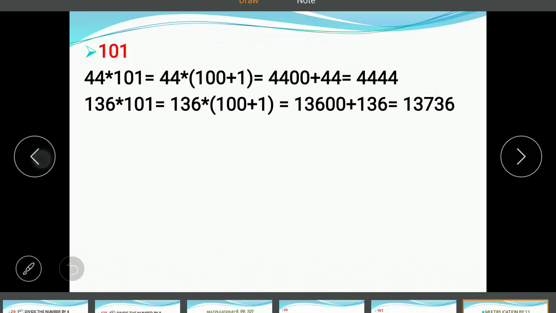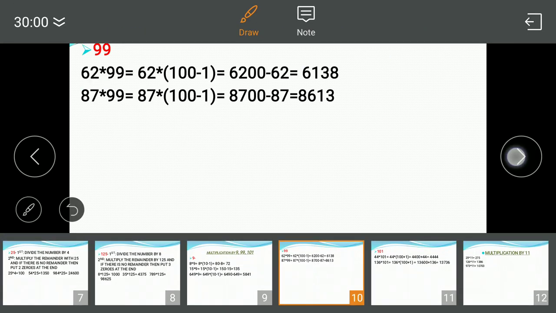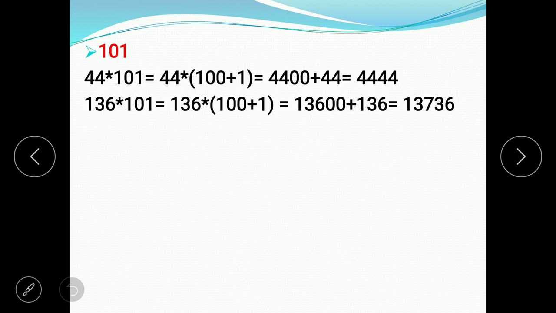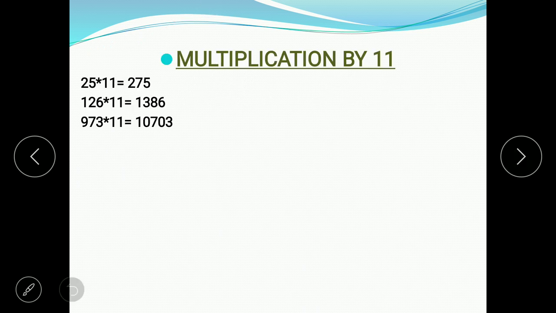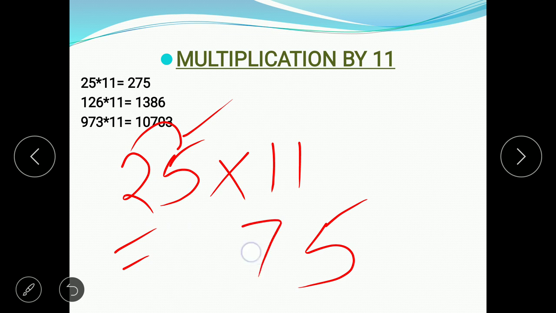So here we are done with 9, 99 and 101. Let's proceed to multiplication by 11, and this is the easiest multiplication. Here you can see a few examples. 25 into 11. How can we solve it? Write this one first, 5. Add these two. 5 plus 2 is 7. Write this one, 2. Here is our answer.